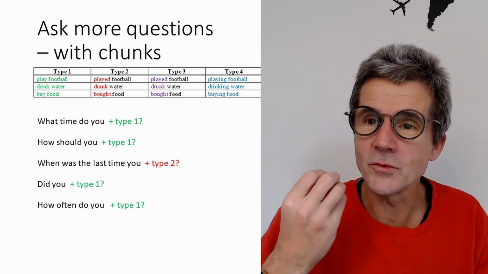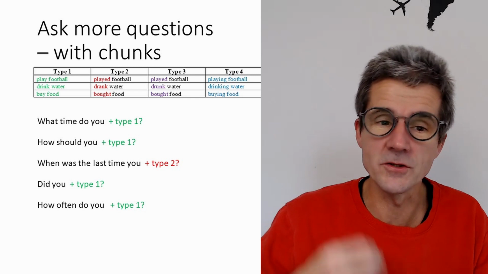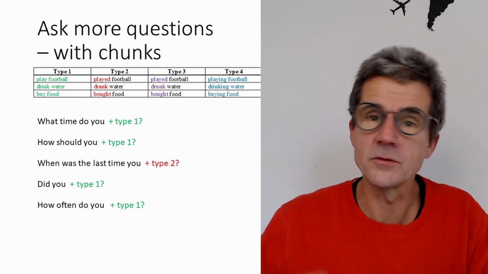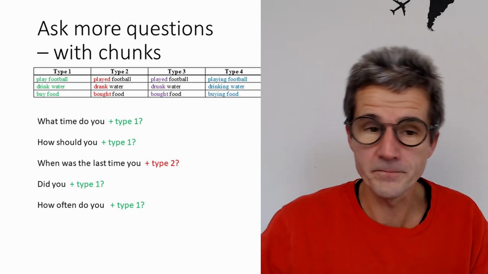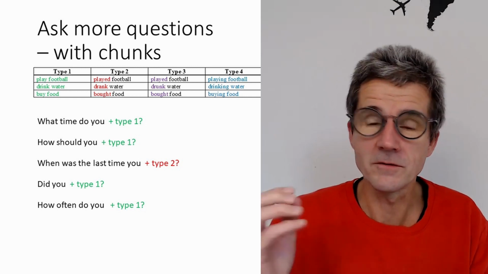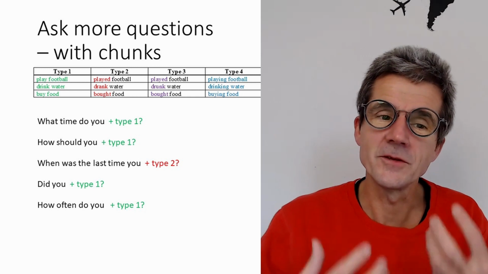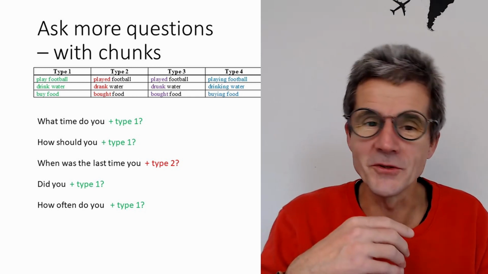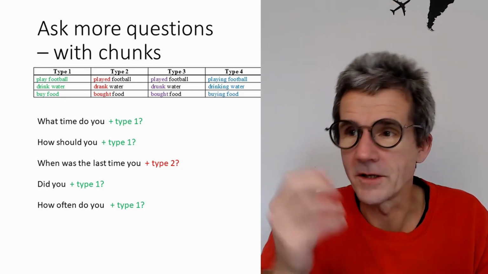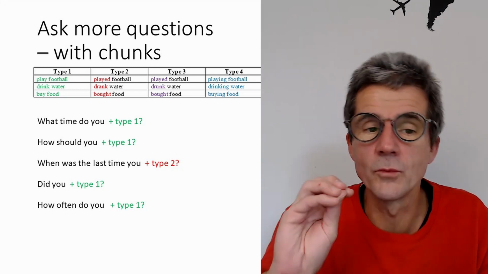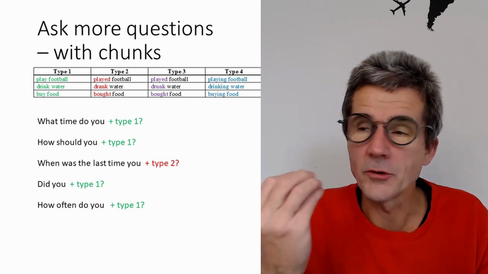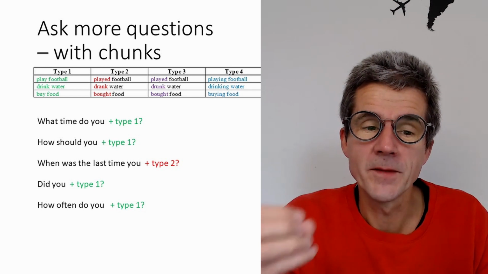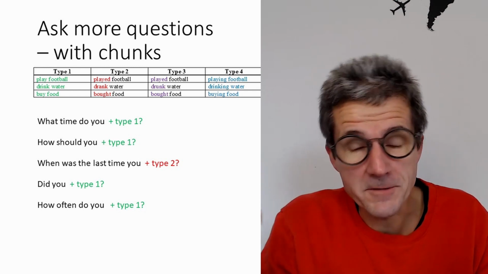But in English, we put do into the question. So what time do you? And then if you add the action afterwards, what time do you get up? What time do you go to work? So it makes your questions much clearer, especially if you're speaking to a native speaker. Okay, so there's a few examples of what time do you? How should you? So what is the right way to do something? How should you ride a bike?